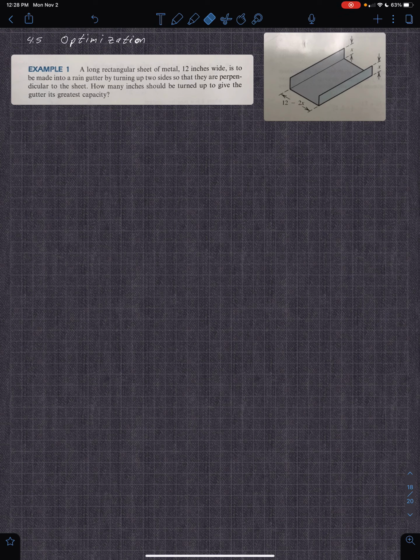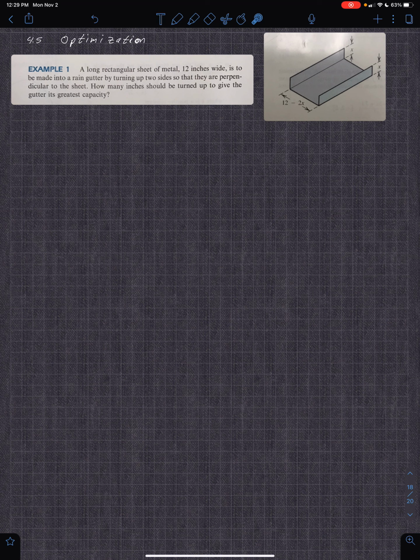4.5 is on optimization, applying some of the techniques we've been doing to an actual application. So let's take a look at this one. I already have the picture that was in the book here, but we'll draw it as we go as well. A long rectangular sheet of metal, 12 inches wide, is to be made into a rain gutter by turning up two sides that are perpendicular.